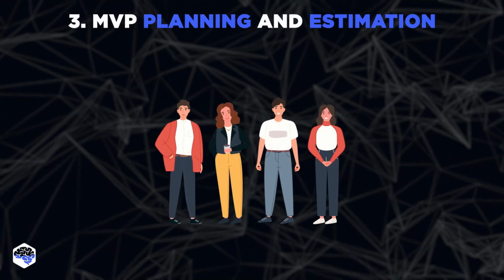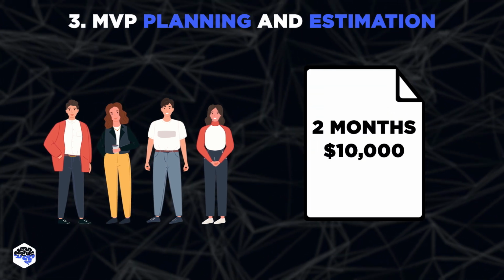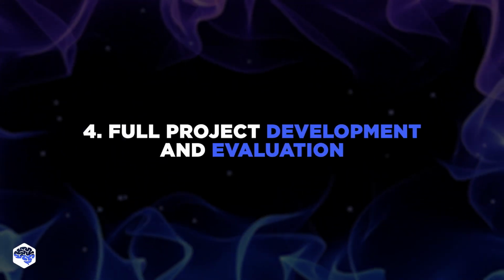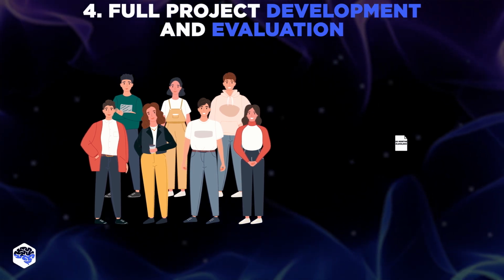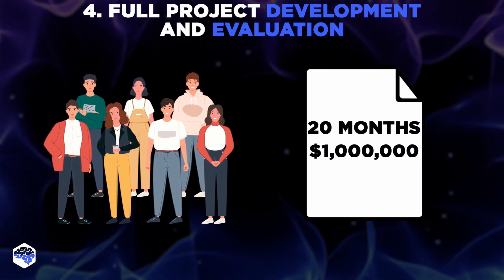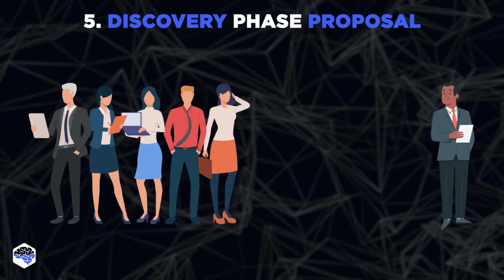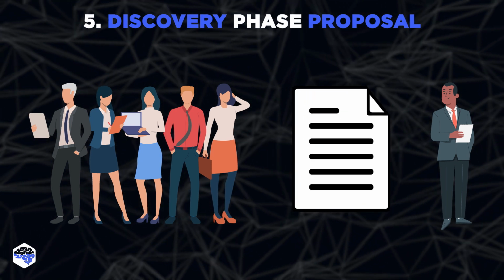You'll receive the estimated composition of the team and an accurate estimate of the development timeline and budget. The fourth point is a roadmap for development and evaluation. Here you'll receive the recommended team composition, development budget estimates, and deadlines. And the last point is the discovery phase proposal. It'll help ensure that the project team creates a product that meets all the client's requirements and needs.